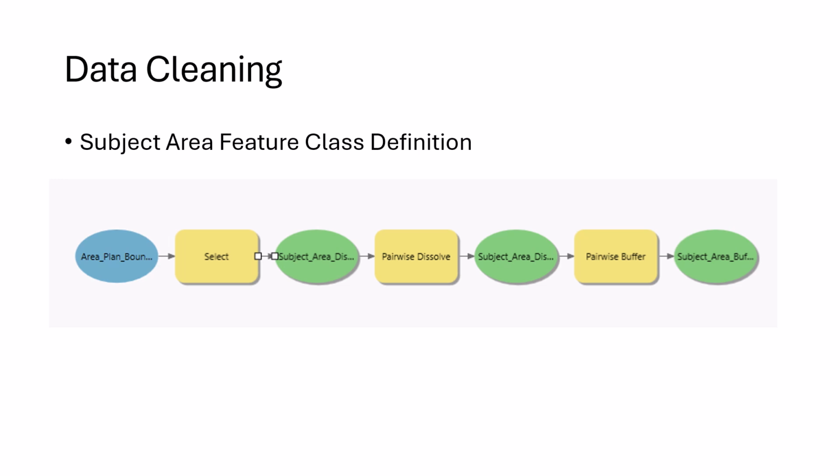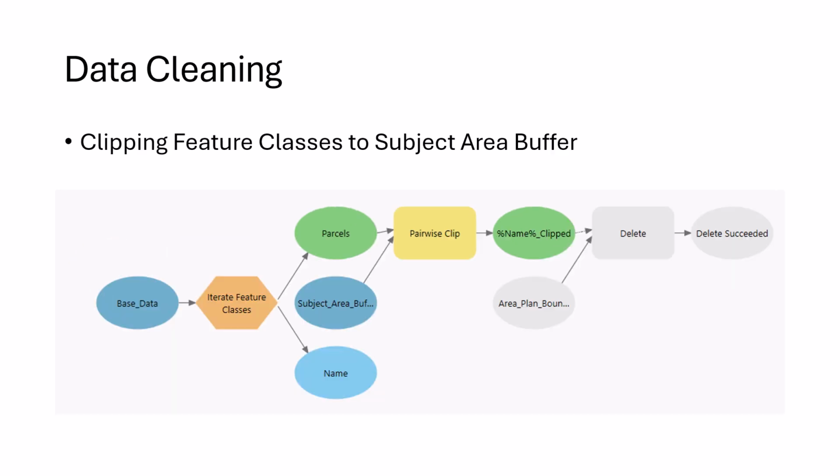Now the buffer is a really important component of this, and I can talk about this more on a different slide, but the buffer was used to prevent edge case scenarios, so that things that were nearby but maybe not in the subject area were included in the analysis. That's really important, and I'll go over that in a second as well.